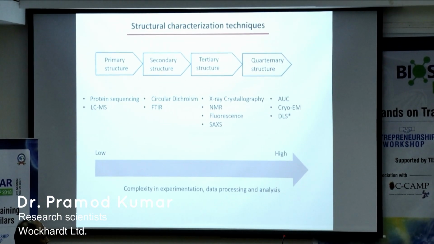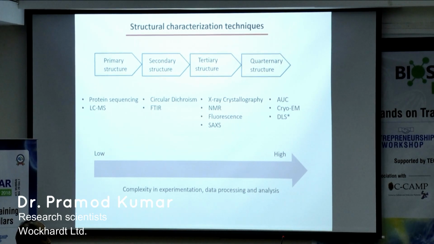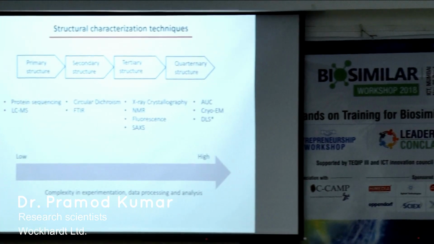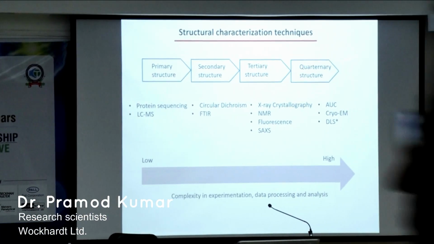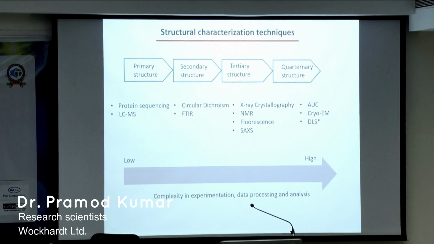For example, for the primary structure, you take the protein sequencing in LCMS, and if you want to investigate the secondary structure, you probe with circular dichroism or FTIR studies, and if you want to probe the tertiary structure, you have different techniques. And sorry, I missed here the differential scanning calorimetry here, and if you want to probe the quaternary structures, you have different techniques here.